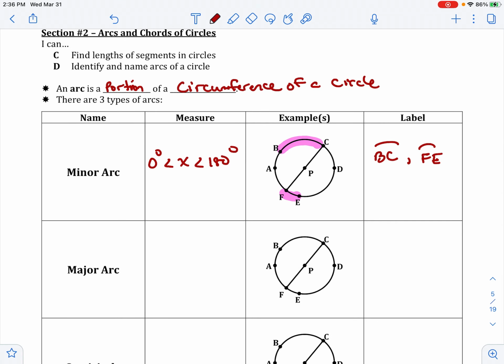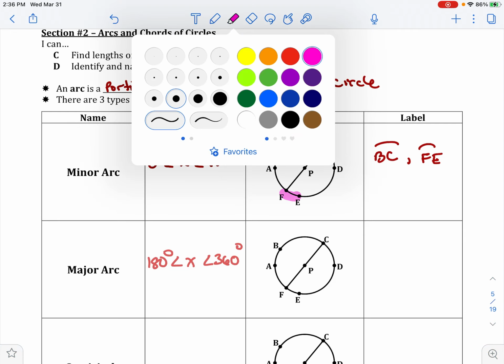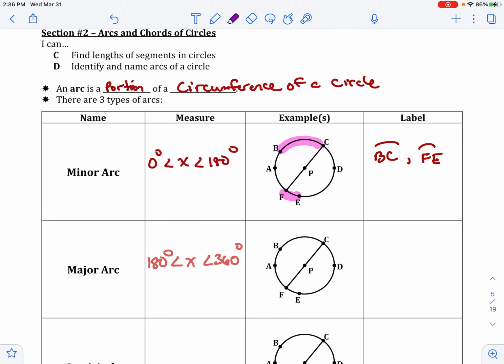Major arcs are going to measure between 180 degrees and 360 degrees. So 180 degrees is less than x, which is less than 360 degrees. This time it's an arc that's actually bigger than a semicircle. Let's look at a couple examples of arcs that are bigger than semicircles. Maybe I go all the way around like that. That arc covers a lot of different points.